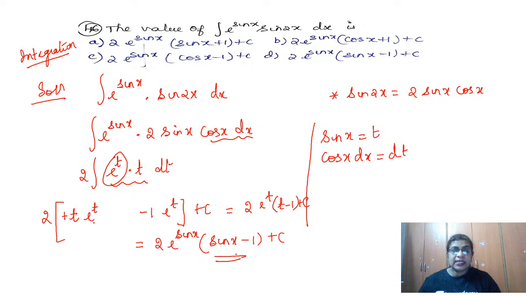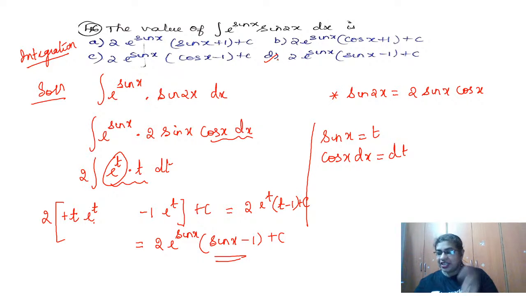Which option is satisfied for us? 2 e power (sine x minus 1), and that is the D option which is satisfied. Yes? Hope you have understood. Sudha?